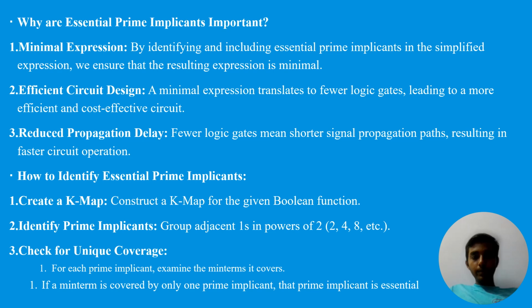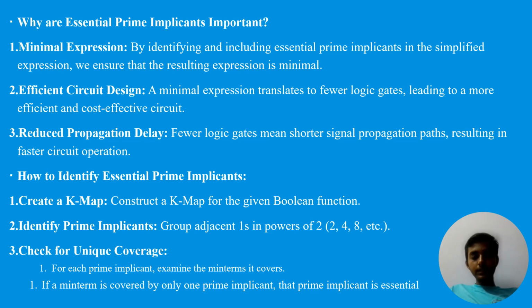Why are essential prime implicants important? Minimal expression, efficient circuit design, and reduced propagation delay. Minimal expression means that by identifying and including essential prime implicants in the simplified expression, we can ensure that the resulting expression is minimal. Efficient circuit design means a minimal expression translates to fewer logic gates, leading to a more effective and cost-effective circuit. Reduced propagation delay: fewer logic gates means shorter signal propagation paths, resulting in faster circuit operation.